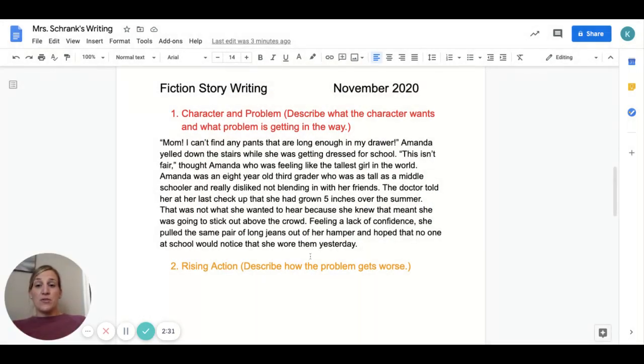So, my first paragraph. "Mom, I can't find any pants that are long enough in my drawer," Amanda yelled down the stairs while she was getting dressed for school. "This isn't fair," thought Amanda, who was feeling like the tallest girl in the world. Amanda was an 8-year-old third grader who was as tall as a middle schooler and really disliked not blending in with her friends. The doctor told her at her last checkup that she'd grown 5 inches over the summer. That was not what she wanted to hear because she knew that meant she was going to stick out above the crowd. Feeling a lack of confidence, she pulled the same pair of long jeans out of her hamper and hoped that no one at school would notice that she wore them yesterday.